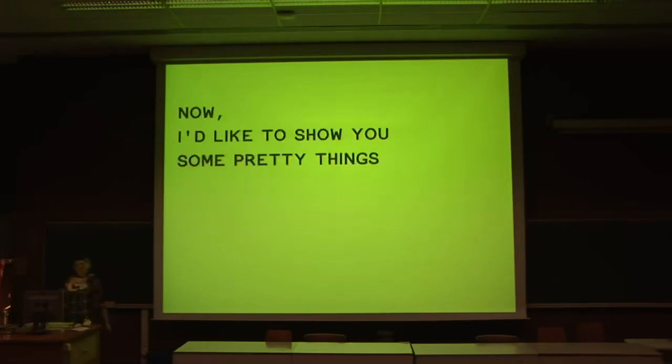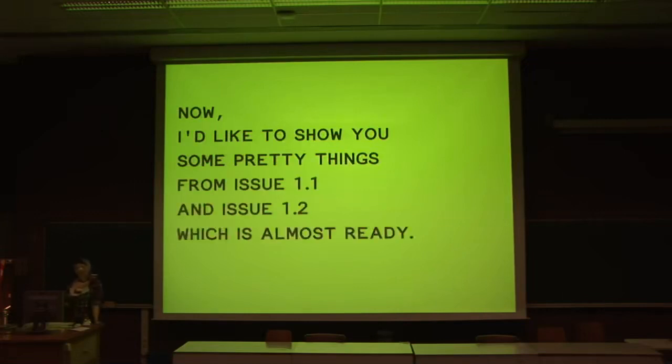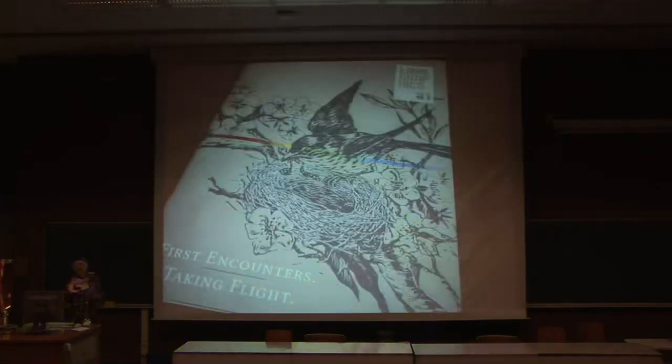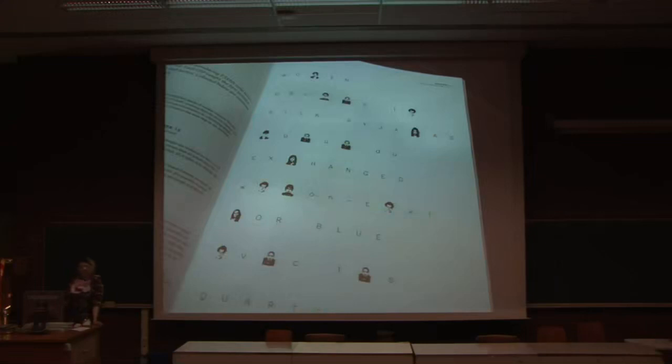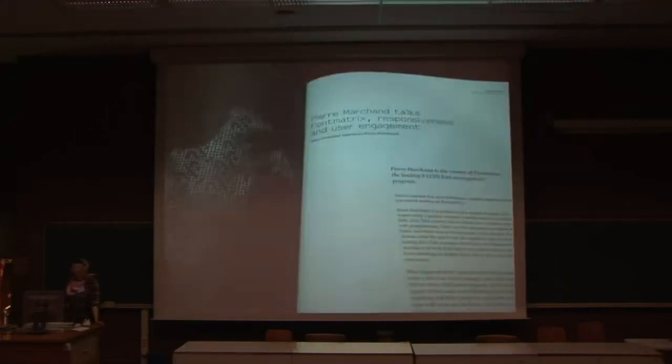Now, here's the nice bit, which is great that I'm getting to it because I've got one minute and 43 seconds left, or less. So I'd like to show you some pretty things from issue 1.1 and 1.2, which is almost ready, as I said. So let's go. Here's the cover and the index, and you can see this in person if you pick up a magazine from me. Here's a really awesome typeface designed by some students at the ERG in Brussels. Here's a unicorn. And here's someone in that row over there.